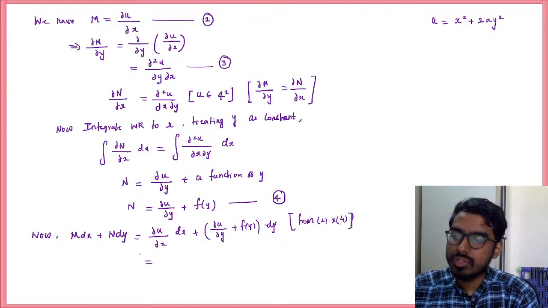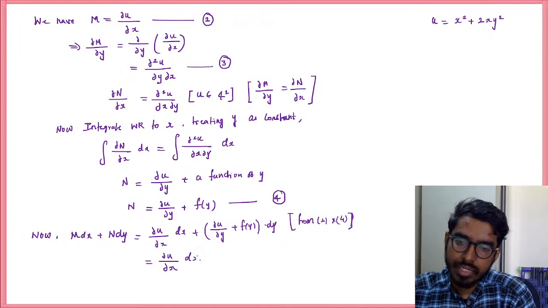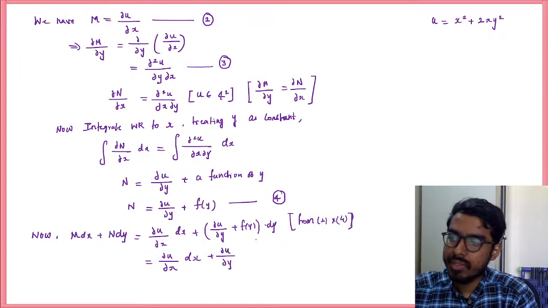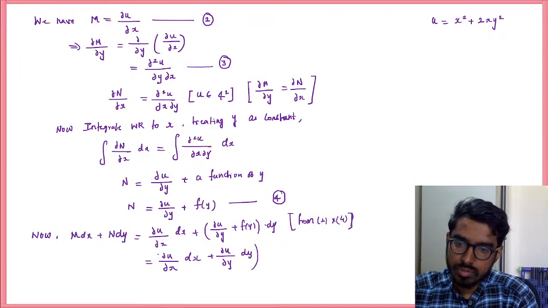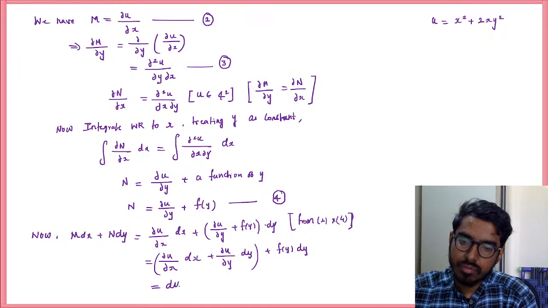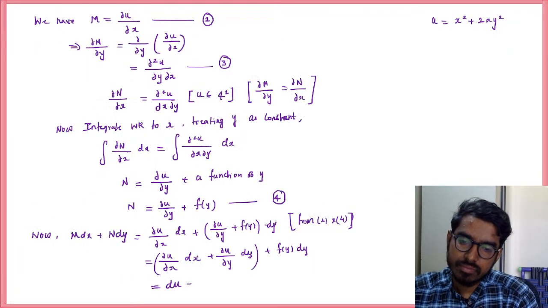So this will be equal to ∂u/∂x dx. You just bring this dy inside: ∂u/∂y dy plus f(y) dy. Now this is nothing but du, because du is, we know, ∂u/∂x dx plus ∂u/∂y dy, plus f(y) dy.